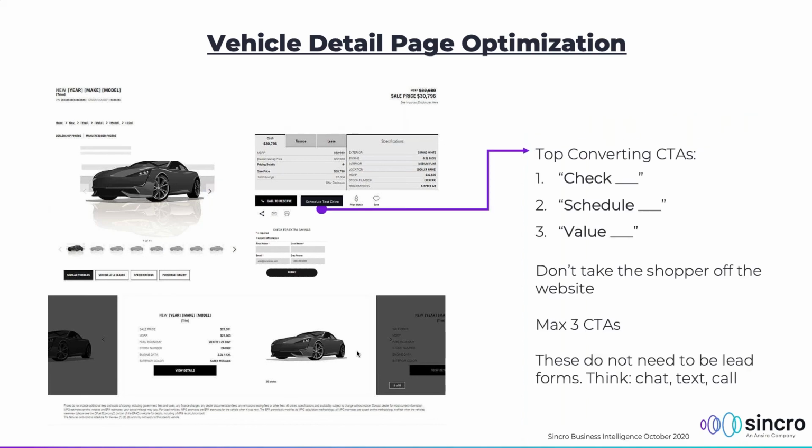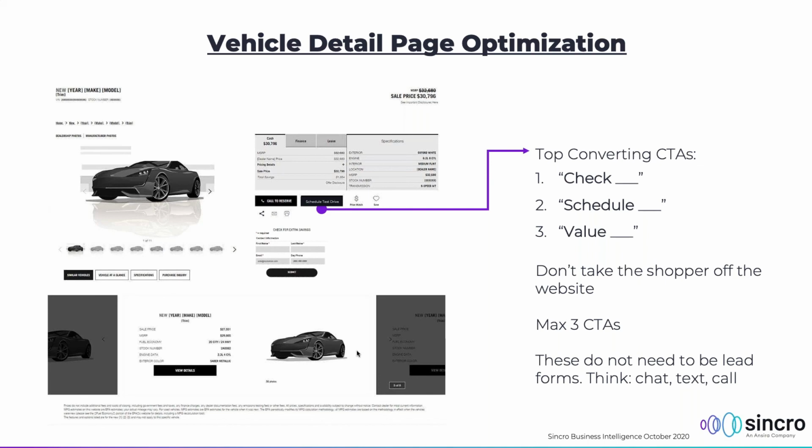3 call to actions. The top converting words are check, schedule, and value. So check for extra savings, check availability, check price. The word check is what's working, and you can link that, right? Check price or check availability could be a click to call link. Schedule test drive, schedule an appointment, schedule a consultation, the word schedule, and then value. The only one we seem to see this in is value your trade, but it has high clicks. You need to do everything you can to not take the shopper off the website.